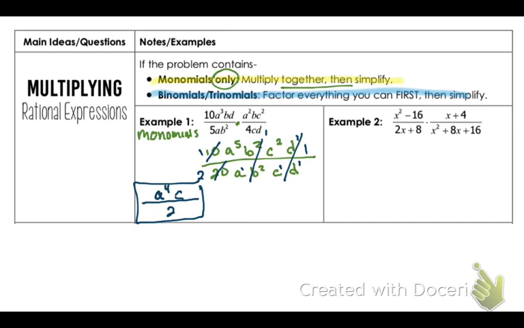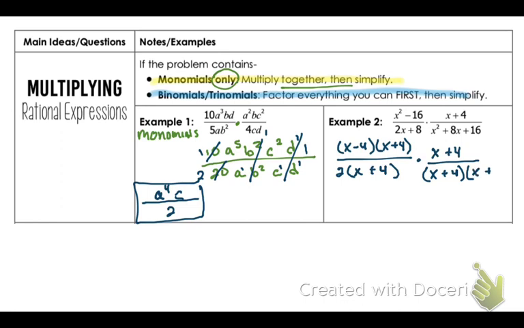Now if I look at example 2, this is separated by a plus or minus, plus or minus, plus or minus. That means I have a binomial, binomial, binomial, and this is actually a trinomial. Remember, when you have that, you have to factor everything first and then simplify. So x squared minus 16 is actually x minus 4 and x plus 4. That's one of those special cases, a perfect square minus a perfect square. At the bottom, I'm going to factor out a 2, so x plus 4. And then over here, I have x plus 4. I can't do anything with it. And then for the trinomial, I can actually factor this one as x plus 4, x plus 4.